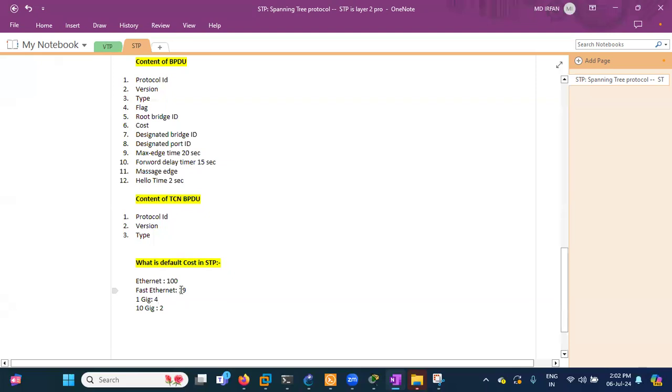It depends on the bandwidth. If, for example, you have a 1 gig port configured as 100 Mbps, in that case your cost will be 19. Got it? This is the default cost.